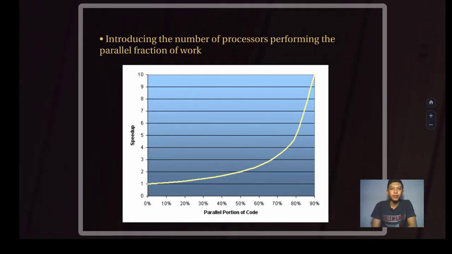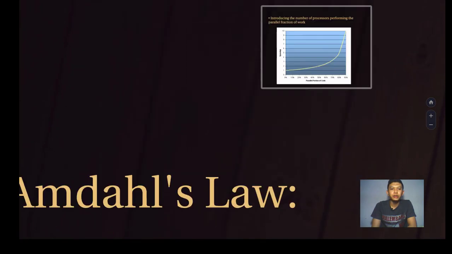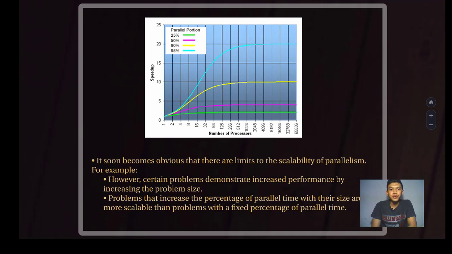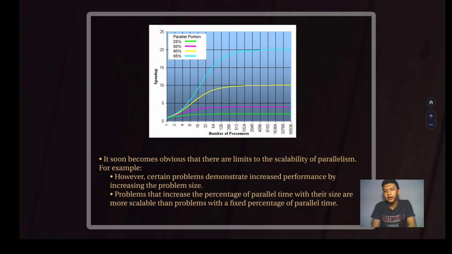Introducing N, the number of processors performing the parallel fraction of work. It soon becomes obvious that there are limits to the scalability of parallelism. However, certain problems demonstrate increased performance by increasing the problem size. Problems that increase the percentage of parallel time with their size are more scalable than problems with a fixed percentage of parallel time.